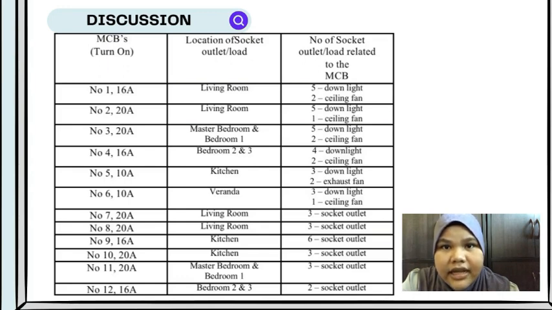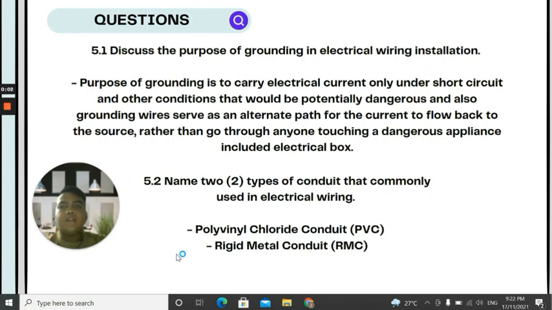When MCB9 was turned on, 6 outlet socket at the kitchen were functioning. When MCB10 was turned on, 3 outlet socket at the living room were functioning. When MCB11 was turned on, 3 outlet socket at the living room were functioning. And lastly, when MCB12 was turned on, 2 outlet socket at the living room were functioning. That's all from me.